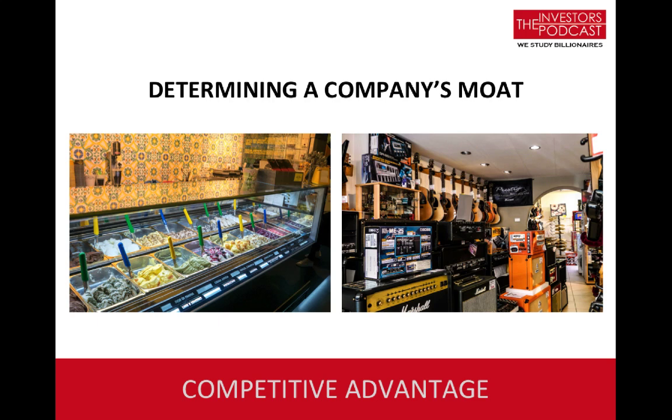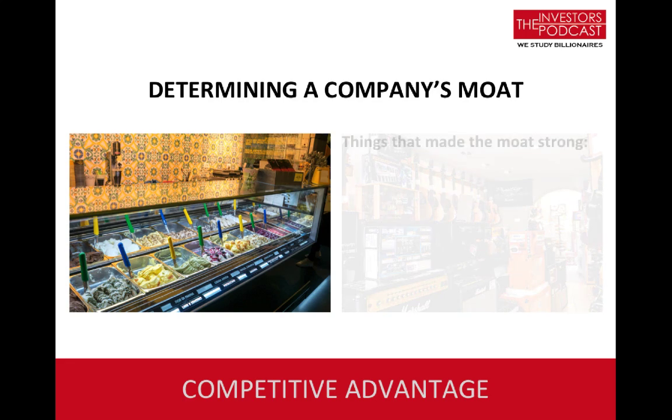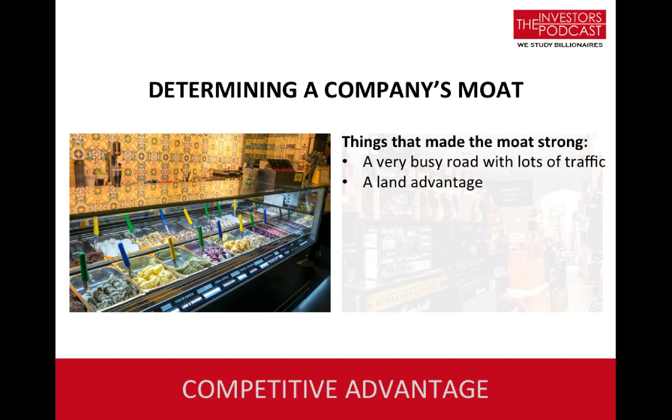Sometimes simple businesses like ice cream stands can have an enormous moat around the business, even though it might be like a commodity type business that you would think would be very easy to penetrate. In the example provided, there were a few things that made the moat strong with the ice cream business. The first one was a very busy road with lots of traffic. The second thing was the land advantage, where a competitor couldn't open a store close by. The third thing, a really catchy brand that's very niche and has staying power.